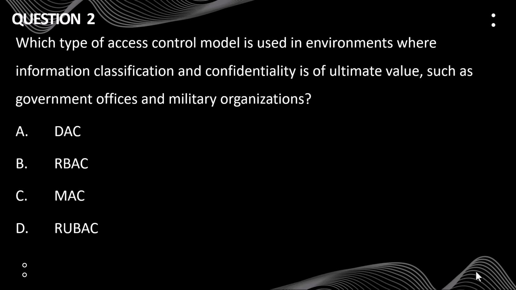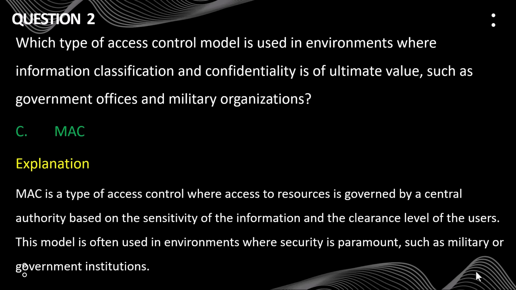Now, when you hear of access control that has to do with government offices and military organizations, the first option that should come to mind is option C, mandatory access control. This type of access control is used where access to resources is governed by a central authority based on the sensitivity of the information and the clearance level of the users. This model is often used in environments where security is paramount, like the military and government institutions. They place confidentiality at the height of everything.